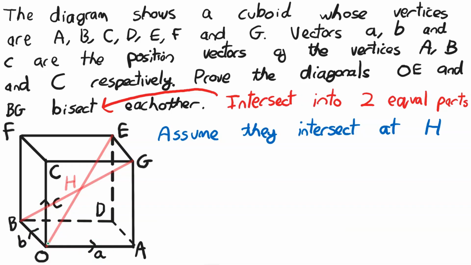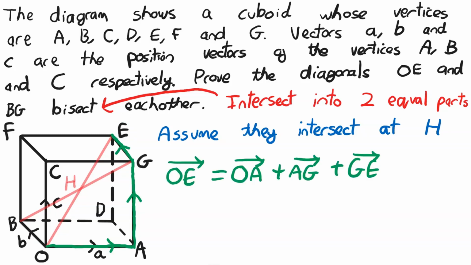Okay, so let's start with the diagonal OE. Let's use the methods that we've already talked about in vectors in order to find out what this OE vector actually is. So if we start from O, and we go across to A in this direction, this is OA, and then we go up from A to G in this direction, so this is AG, and then we go across from G to E in this direction to reach E. Therefore, we get that OE is equal to OA plus AG plus GE.